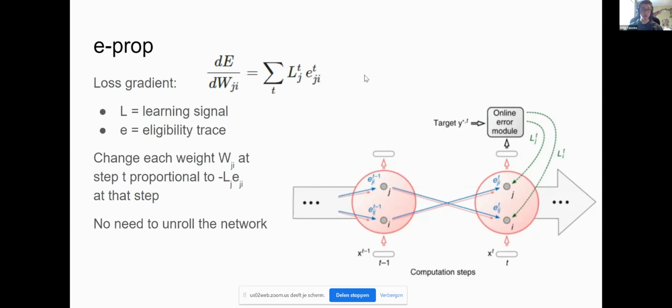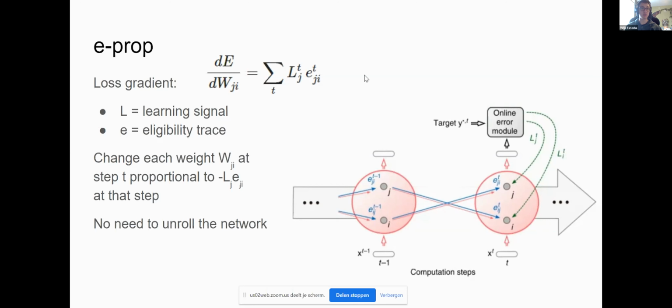This means that you don't need to unroll the network. You don't need to go backward in time to change weights and compute and start the learning process, which is of course preferable to unrolling a whole network and storing every intermediate state of every neuron. Yes, I think that's it.